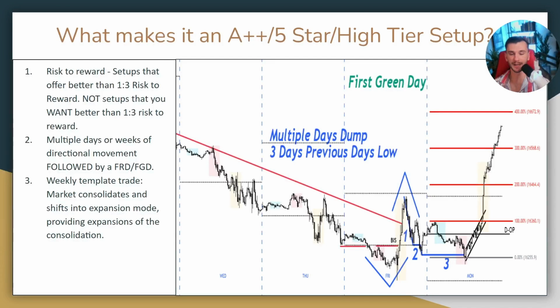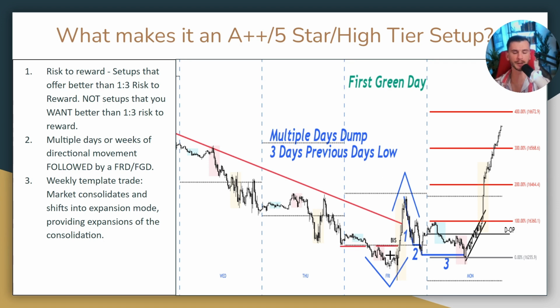A common question I get is, what actually makes it an A+ or A++ 5-star, high tier quality setup, whatever you like to call it. And I'm here to tell you, it's kind of what I talked about in the beginning of this video. Do I have multiple weeks or multiple days in a direction for that large reversal, or do I have a large range that has created a failed breakout that gives me a lot of space to get back down to the other side of that range, based off the weekly templates, based off of signal days and things of that nature?